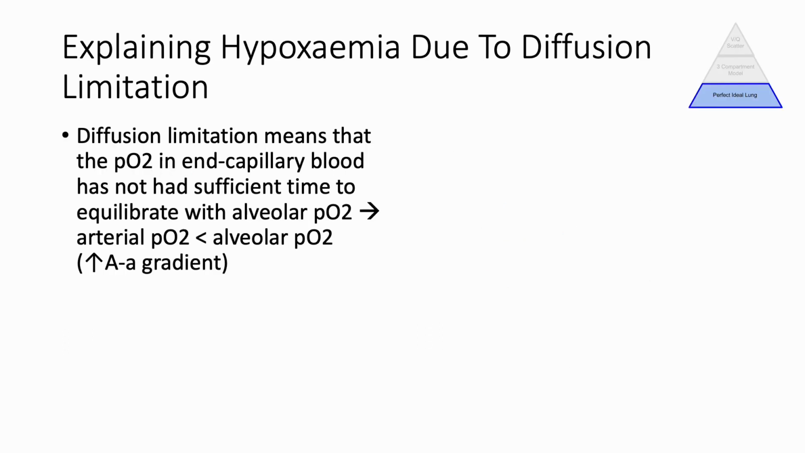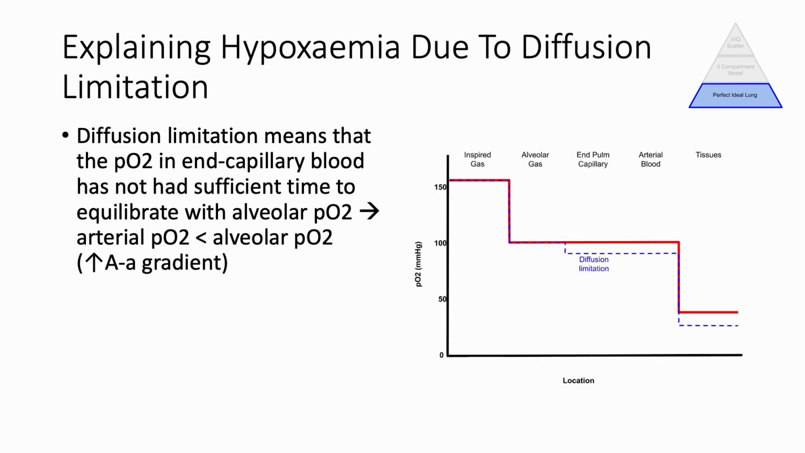If the transfer of oxygen becomes diffusion limited, it means that by definition, the pulmonary end capillary blood PO2 will be lower than the alveolar PO2. And since that capillary blood flows on to become the systemic arterial blood, it means that the arterial PO2 will be lower than the alveolar PO2, and hence it will contribute to the AA gradient.